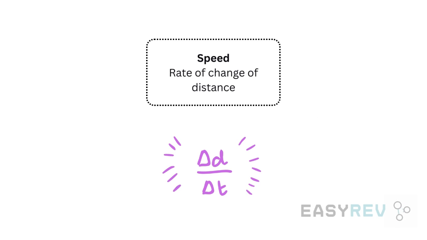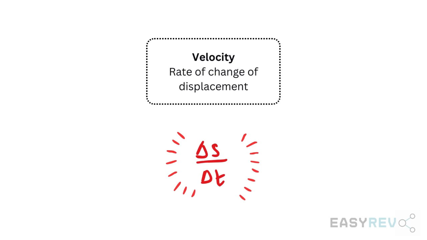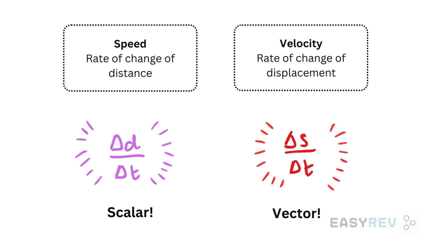Speed is defined as the rate of change of distance, or the distance covered per unit time, or divided by delta t, a time interval. On the other hand, velocity can be defined as the rate of change of displacement, or the amount of displacement delta s covered per unit time, or delta t. Since distance and displacement are scalar and vector quantities respectively, it's easy to decide that speed is a scalar quantity while velocity is automatically a vector quantity.